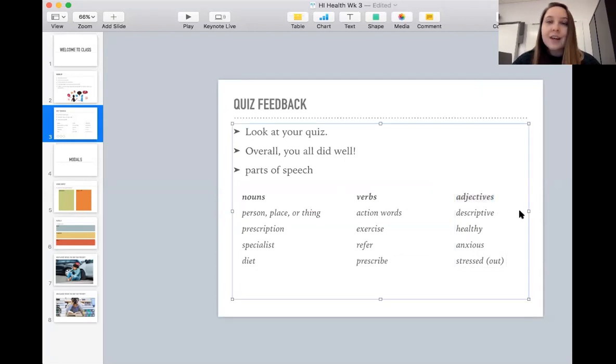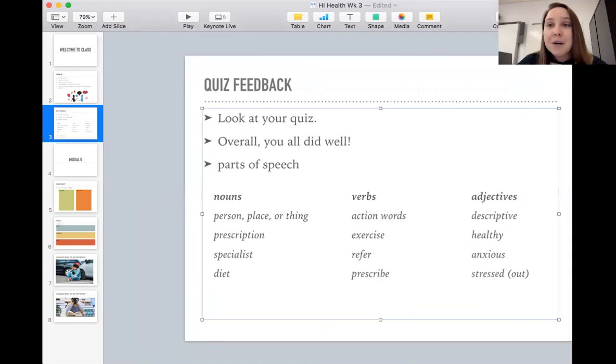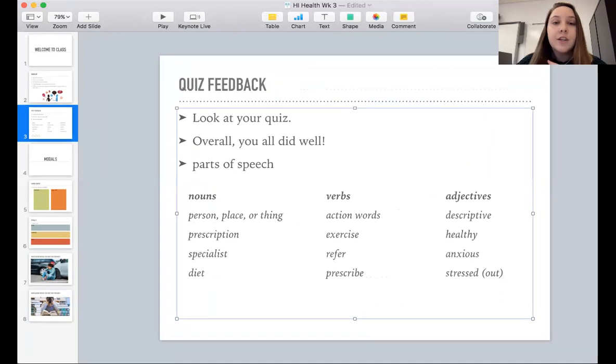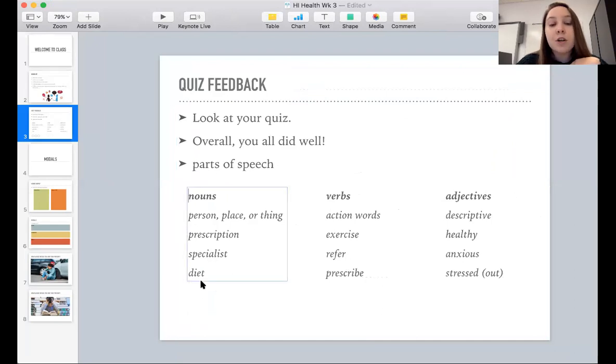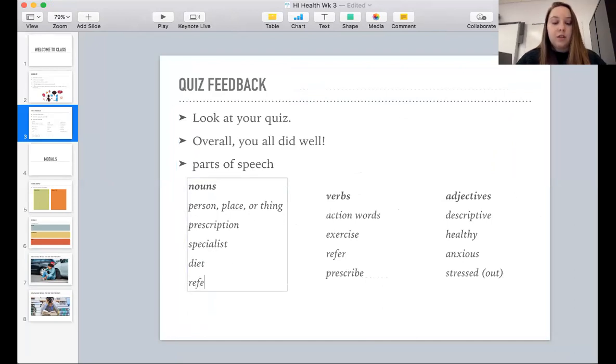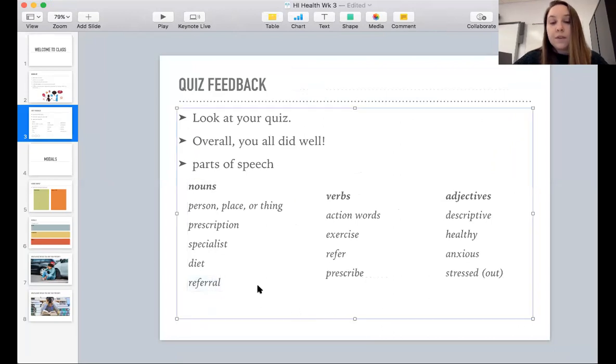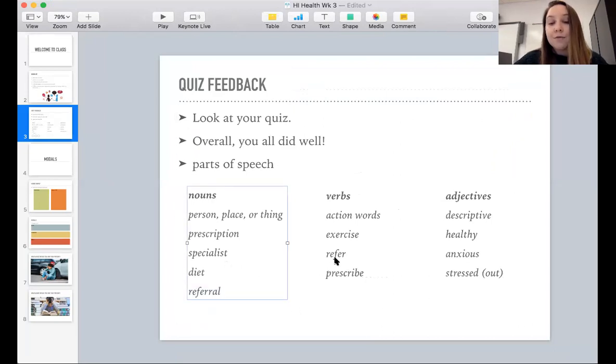Now, as you're looking at this, you might be thinking, yes, of course, I already know that. But sometimes as you're getting used to words, especially new words like vocabulary, it's easy to get those forms mixed up. So you should say, the doctor referred me to a specialist, but you might say, the doctor referral to a specialist, which is the noun version of refer.